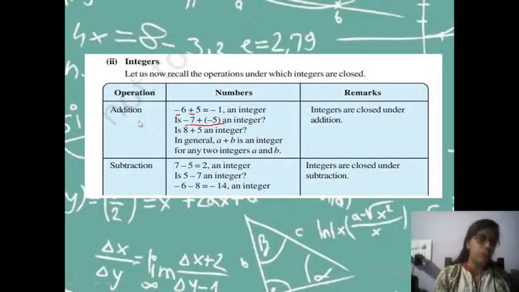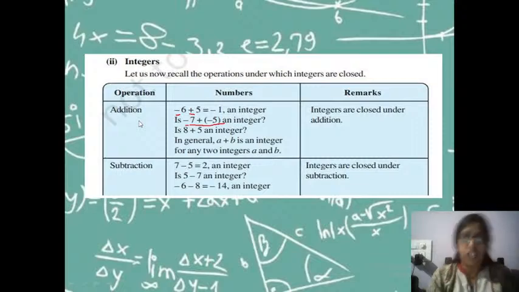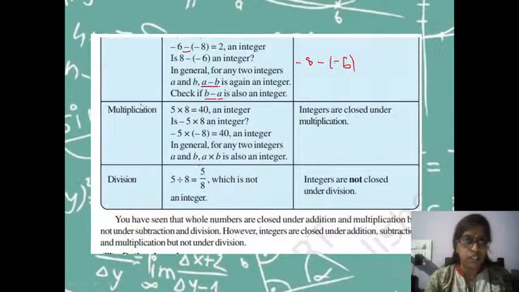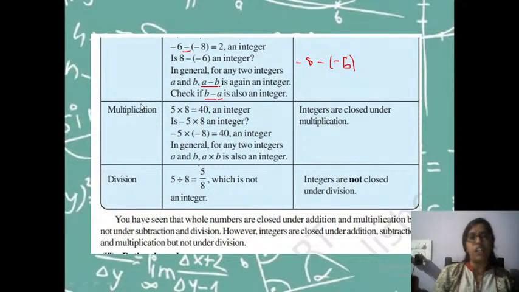You can take the same variable: a plus b equals c, a minus b equals c, then a into b equals c. You can go like that. Understood? Just as a variable, you can take any variable. I hope you are clear.